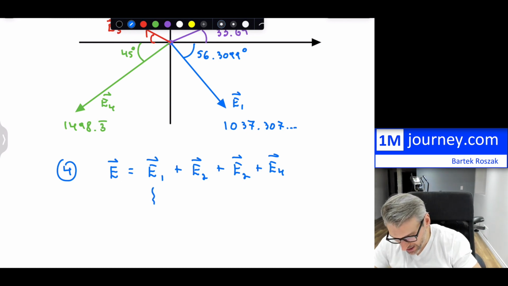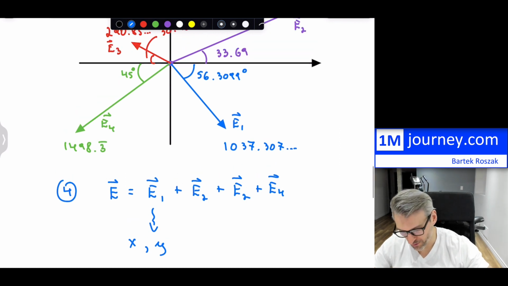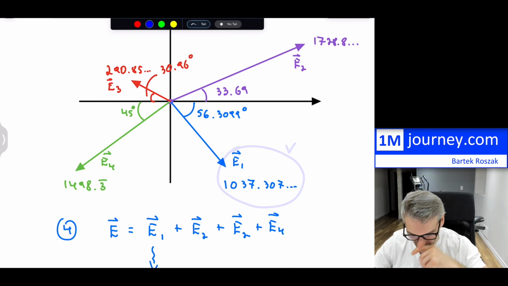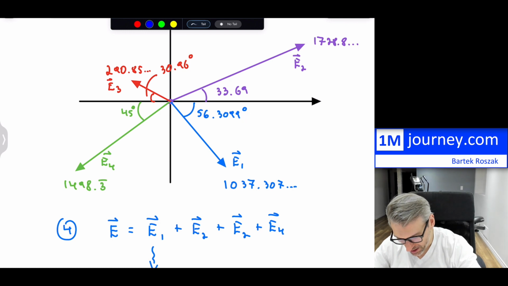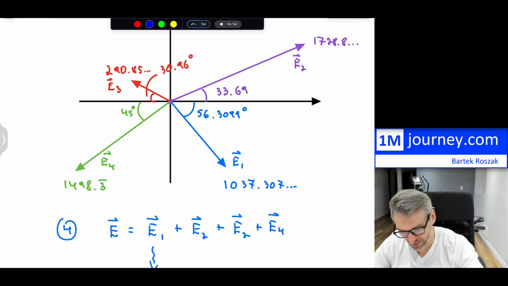You're going to be breaking down each vector into its x component and its y component. I'm going to show you how to do one of them, and then I'll do the same thing for all of the other ones. So what I'm referring to here is, for instance, if I take this vector, E1 right here, I know what the angle is. I can break it down into its x component and its y component. Now, why am I doing that? Because I will do that for all of them.